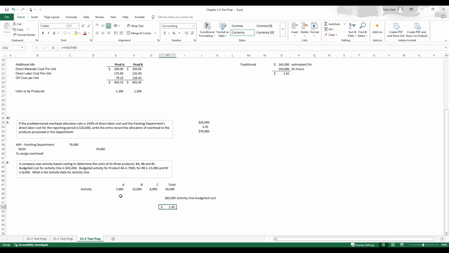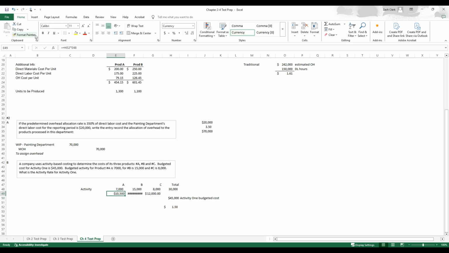So then we'd go back and look and say, okay, it doesn't ask us to do this exactly, but if we wanted to figure out the overhead for this specific activity, then we would just take the $1.50 and multiply it by the amount of the activity that's applicable to each specific product that we produce, essentially. So 15,000 times $1.50, 8,000 times $1.50, and yeah, that would give you your total overhead based on the specific activity related to that driver.